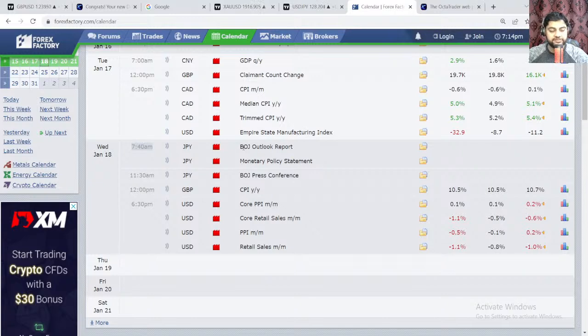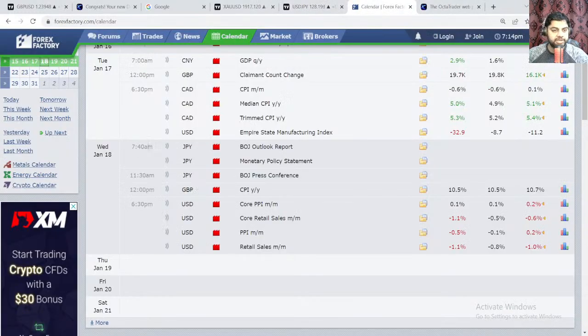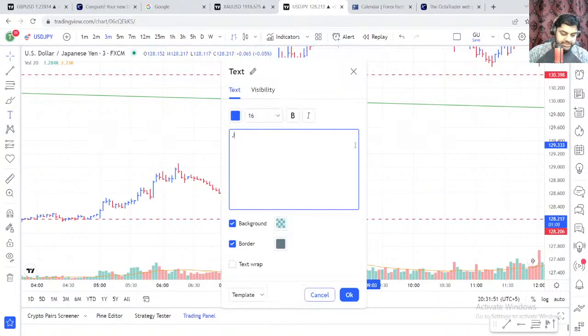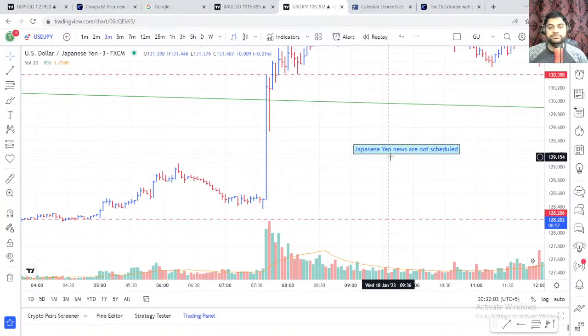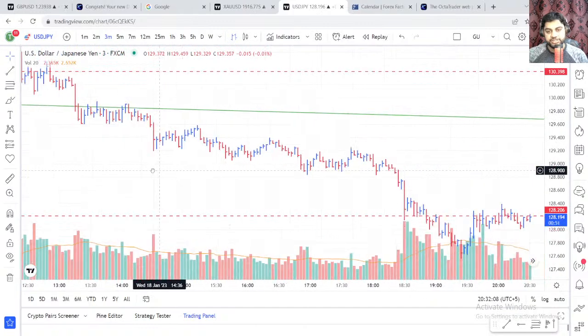Actually, we have this Forex Factory just to tell us that all of the news are scheduled, right? So in advance, you can look at the timings of the news and you can determine when exactly the news will be announced. But normally the Japanese yen news are not scheduled. So what we will do is we will always try to predict the market in terms of news trading.